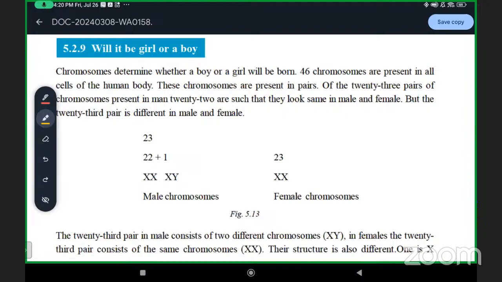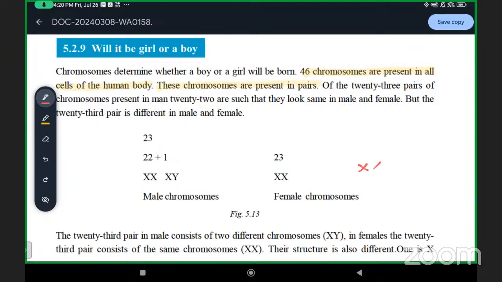Okay, so this is that part. Now, 46 chromosomes are present in all cells of the human body. These chromosomes are present in pairs.